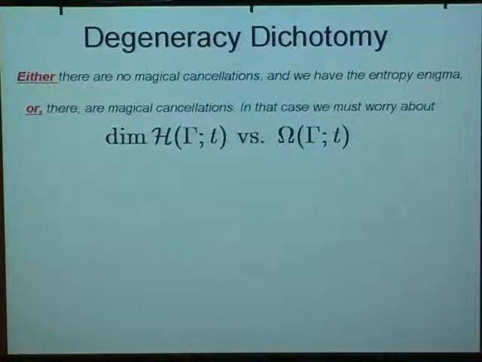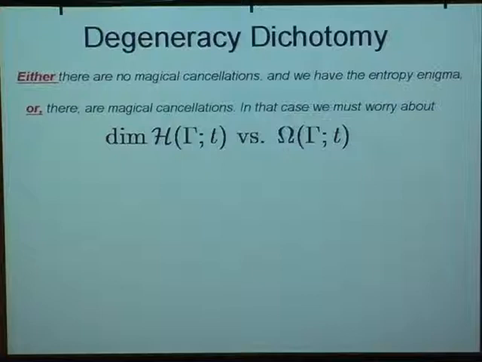What we can say today with confidence is the following. There's a degeneracy dichotomy. Either there are no magical cancellations, and then we have the entropy enigma, and we have to live with it and understand it. Or there are magical cancellations, and now let's explore what that means. The implications of that would be interesting.